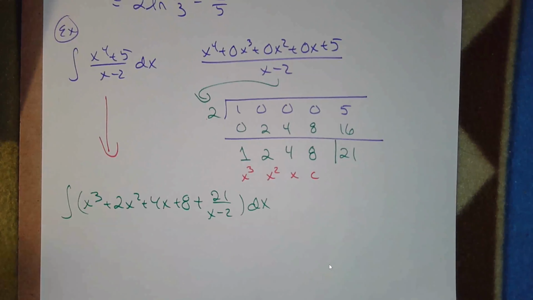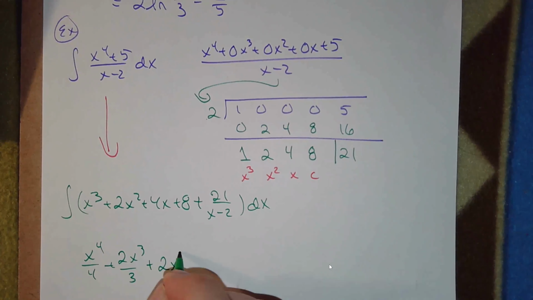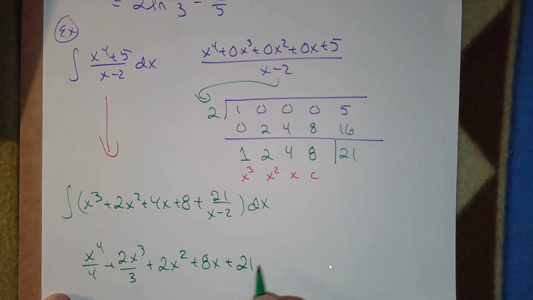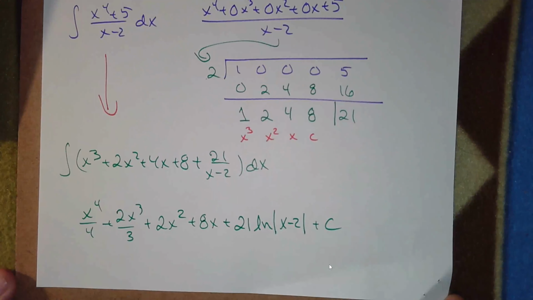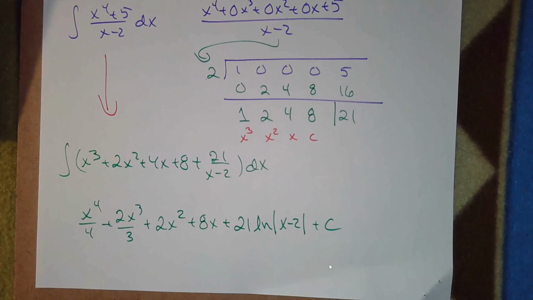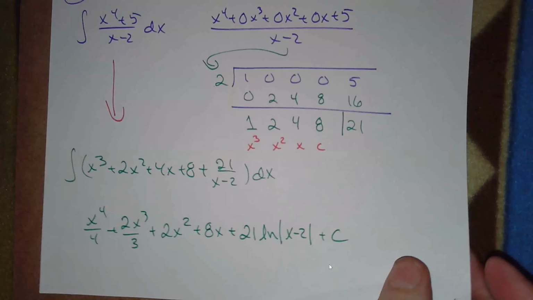And now this is easy. This is stuff that you could have done in Calc 1. x to the fourth over 4 plus 2x cubed over 3 plus 2x squared plus 8x plus 21 times the natural log of the absolute value of x minus 2 plus a constant. But it all relies on synthetic division. Like I said, if you need a refresher, you should find a video next to this in the playlist that'll help you out.